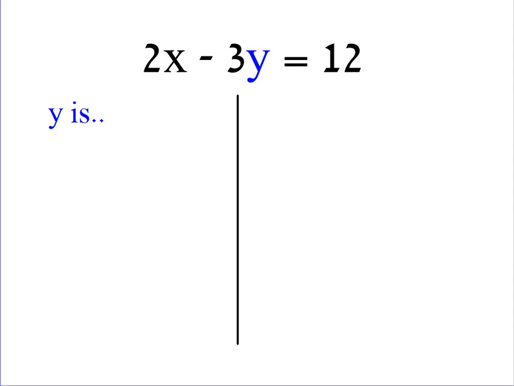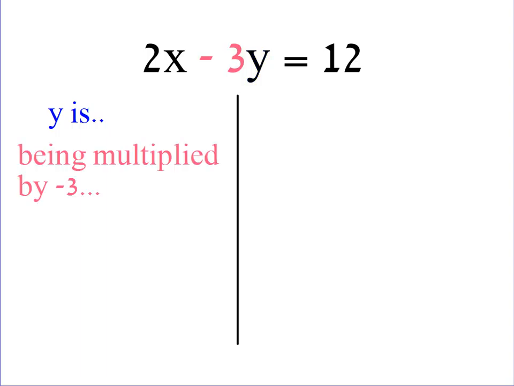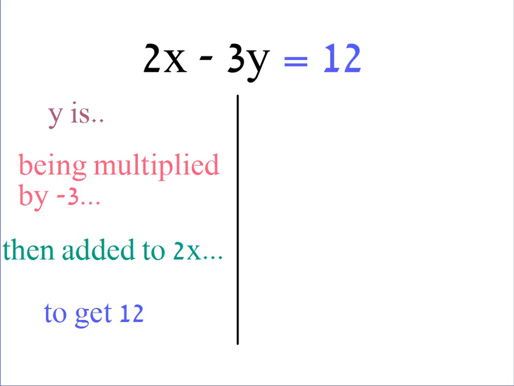When we did this before, isolating a variable, we started with a column of instructions. We start with the variable that we want isolated. So we're going to say y is being multiplied by -3. Then it's being added to 2x. Remember, this 2x is positive, so we call that addition to get 12.